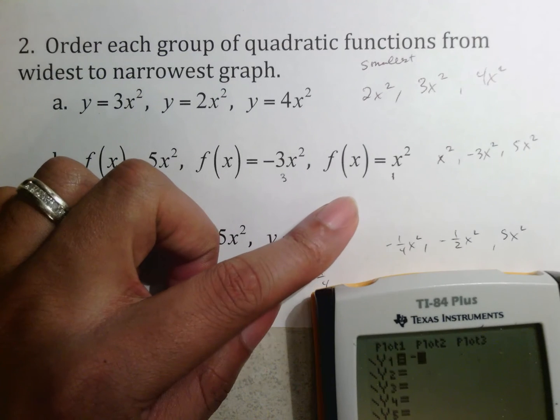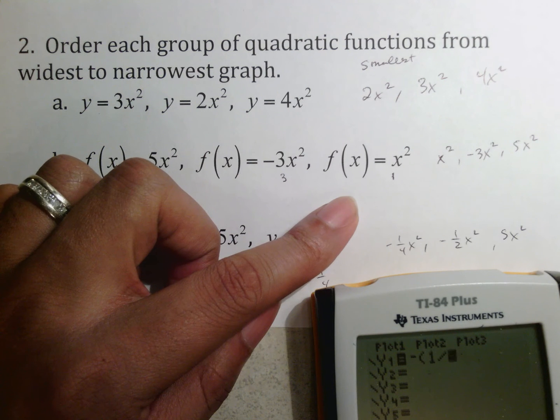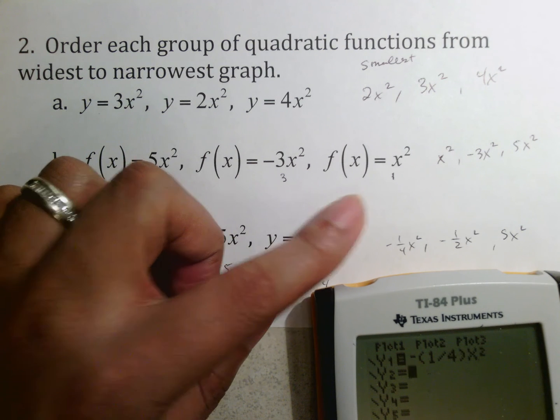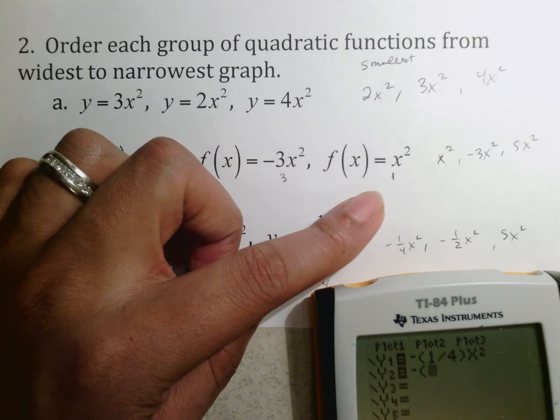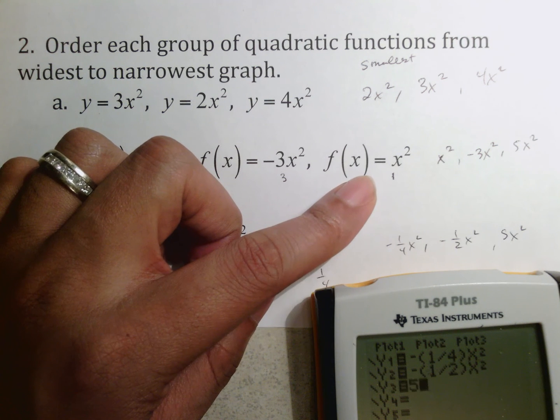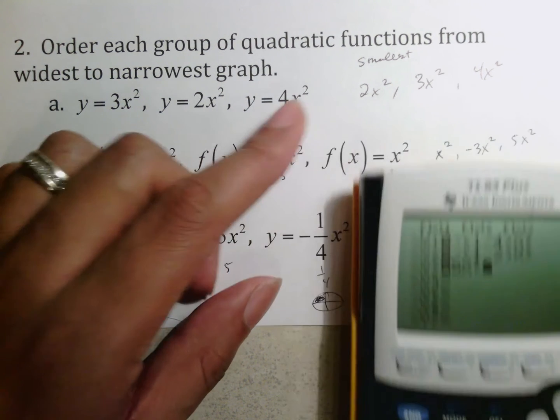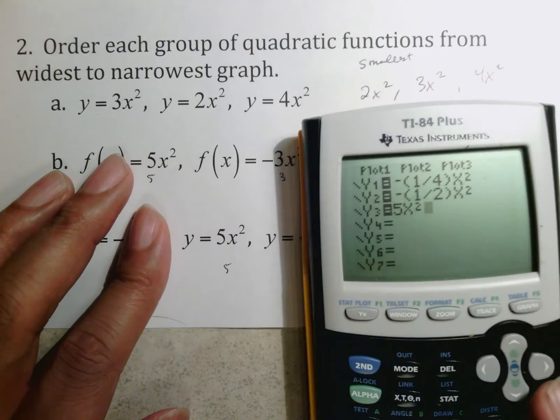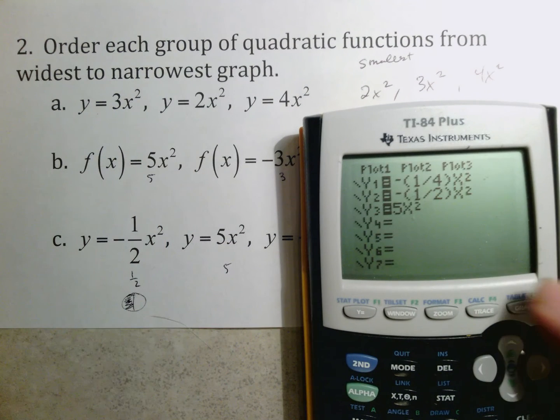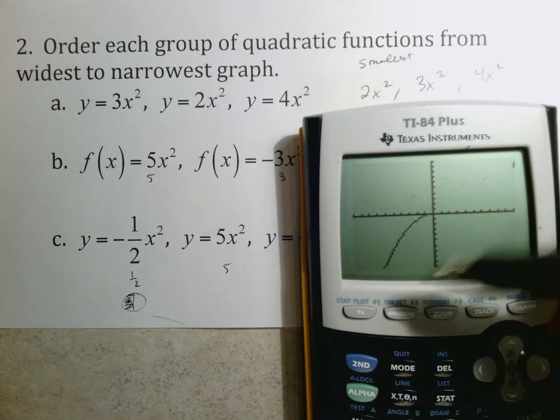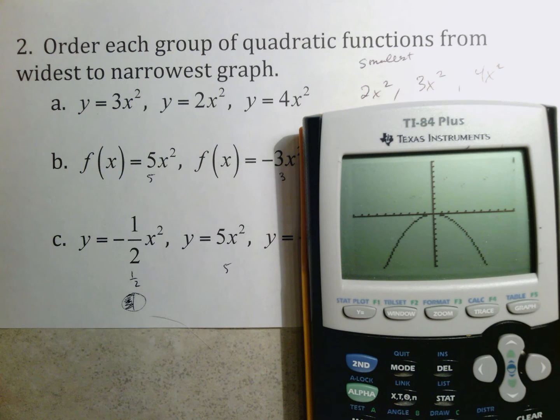So negative 1/4 x squared first, negative 1/2 x squared second, and 5x squared third. And again, if this is going the way it's supposed to go, this should start out wide and get more and more narrow as we go. There is your first one. Second one, notice it's more narrow, and your third, of course, as you see, is more narrow than the other two. So yes, we got those two right also.